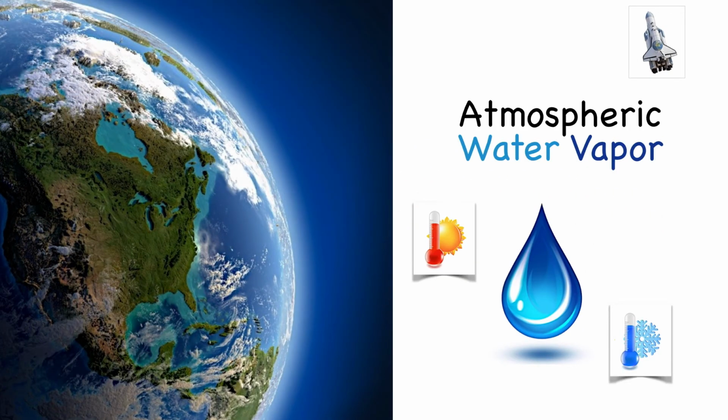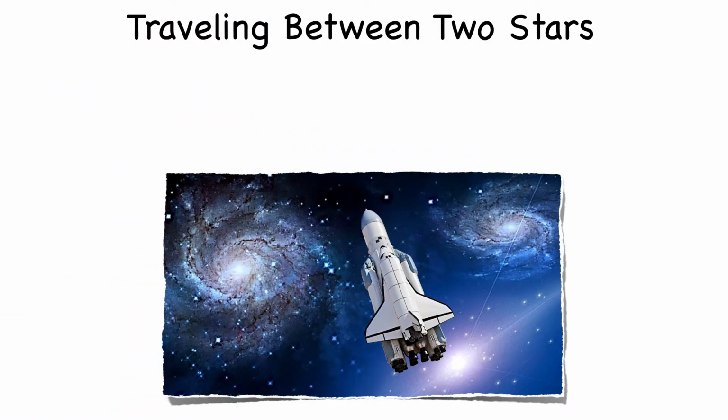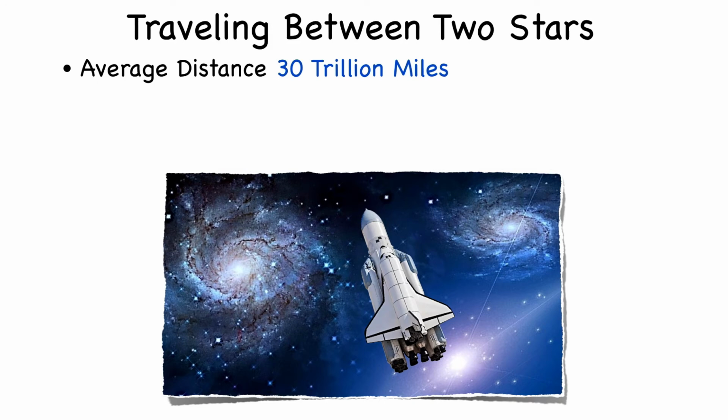Another anthropic constant involving our atmosphere is the water vapor level, which is just right. Too much would make the temperature on the Earth too hot for human life, too little water vapor, and we would freeze. Another anthropic principle is the distance between the stars, which is about 30 trillion miles. Now, if the distance were different, it could affect the orbit of the planets. Now, how far is 30 trillion miles?